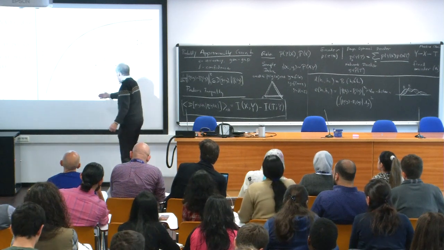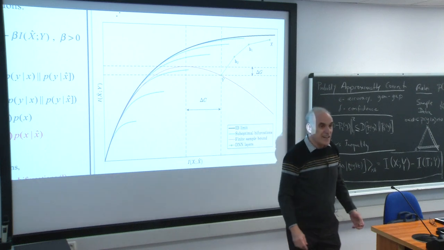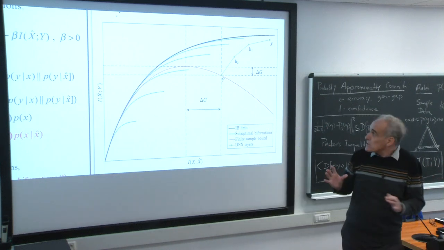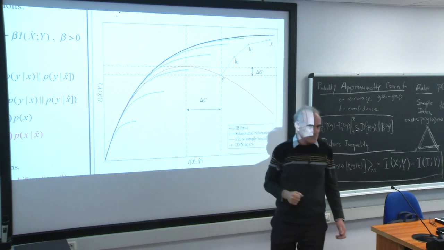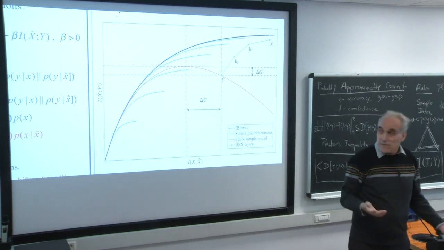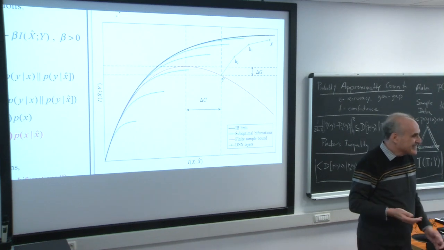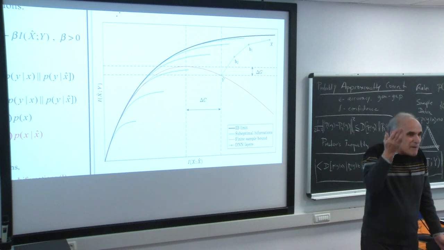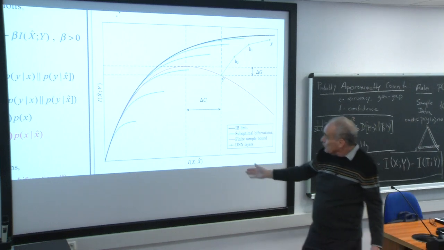So I(X;X̂) is just a different notation for the same thing: the representation has to be small. So the question is, how far can they go in this plan? If you're a physicist, what would you do to solve this question? You simply maximize. Let's see what is the maximum information that I can get at a given compression.